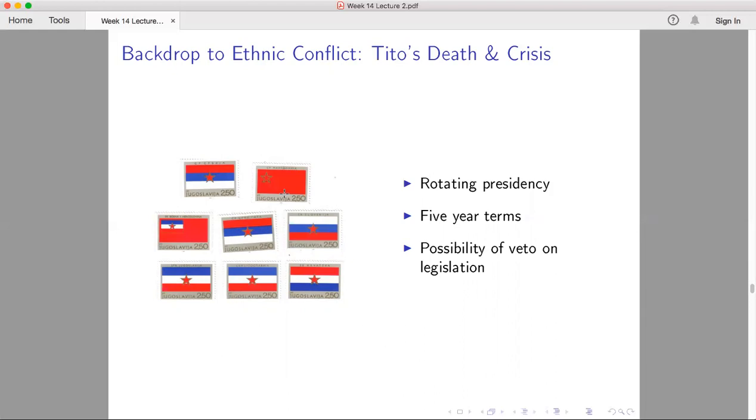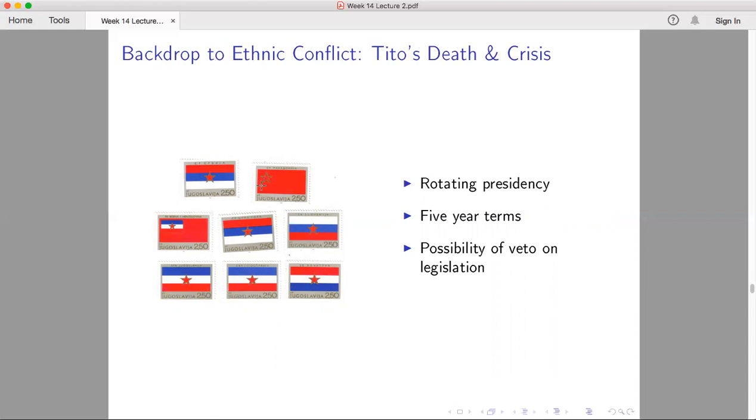And so what this creates is a bit of weakness at the center, right? There's not a strong figure anymore to rule the state. And so there's political competition that increases among these different republics in Yugoslavia.